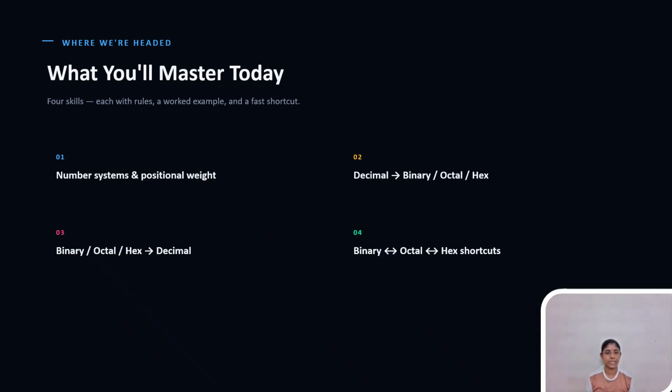After completing this session, you will master these four skills. Skill number one is the number system and positional weight. The second skill is converting the decimal number system to binary, octal and hexadecimal. The third skill is converting binary, octal and hexadecimal to the decimal system. The fourth one is converting binary to octal and in turn to hexadecimal.